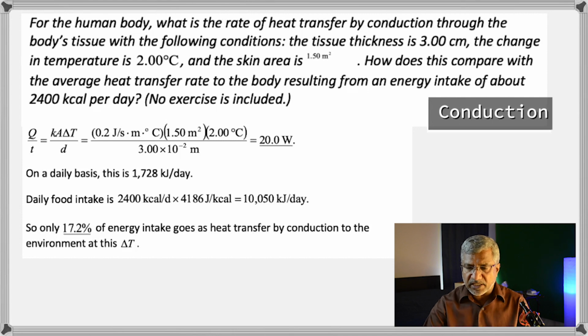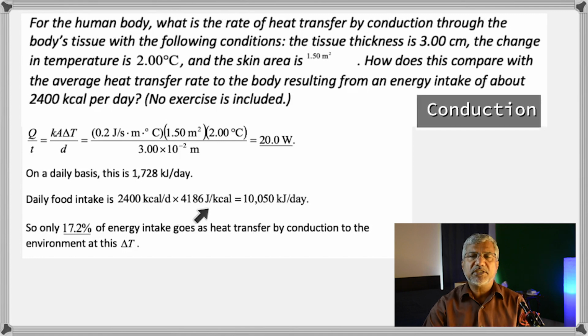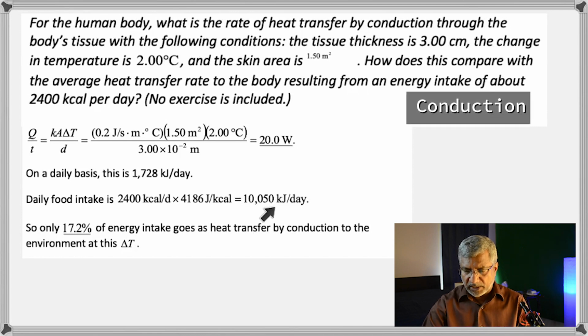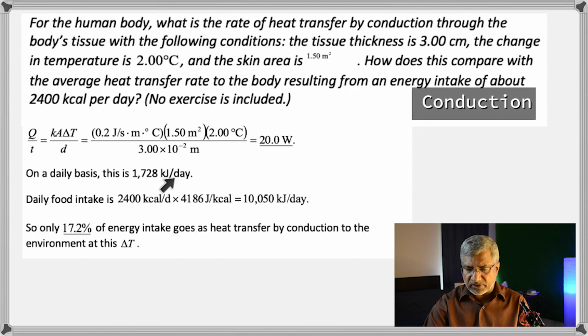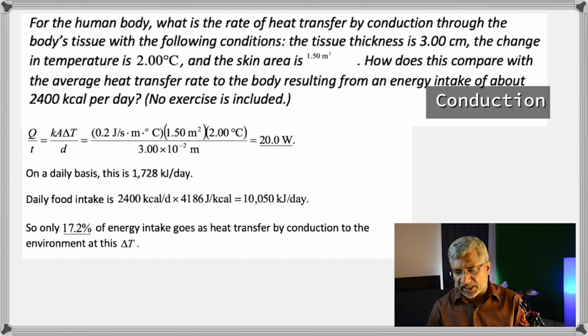And the daily food intake is given as 2,400 kilocalories per day. And to change kilocalorie into joule, you multiply with this 4186, and you would get 10,050 kilojoules per day. Okay, so that means you are getting that much, and what is needed is only 17.2% of the energy intake. How do you get that? This divided by this times 100. So 17.2% of energy intake goes as heat transfer by conduction to the environment.